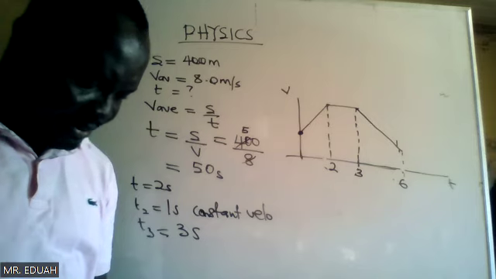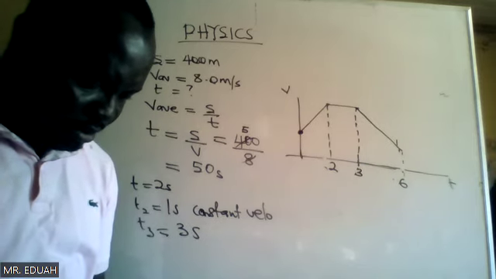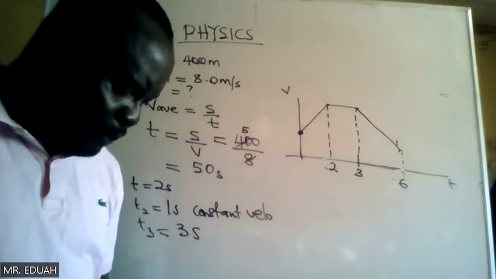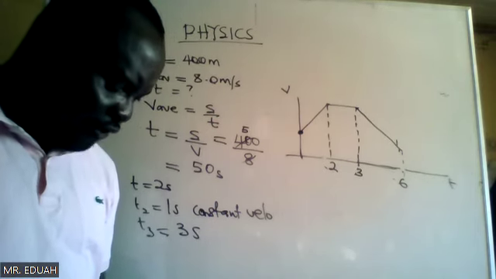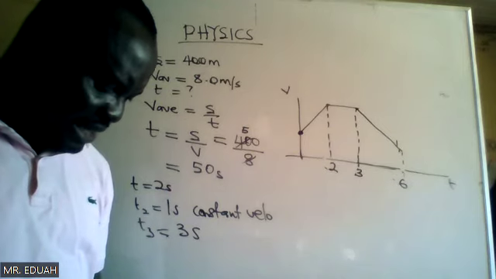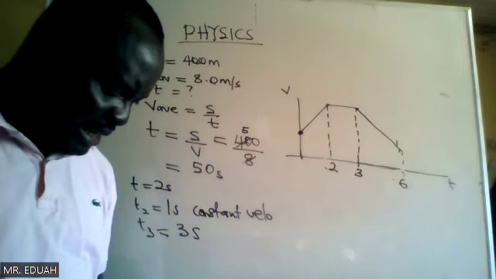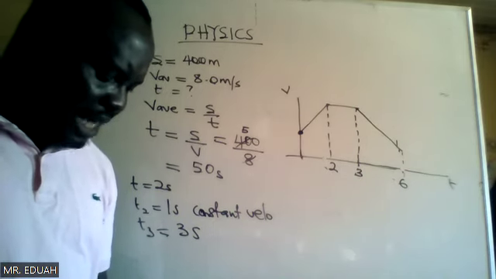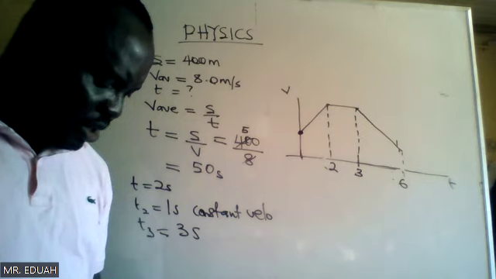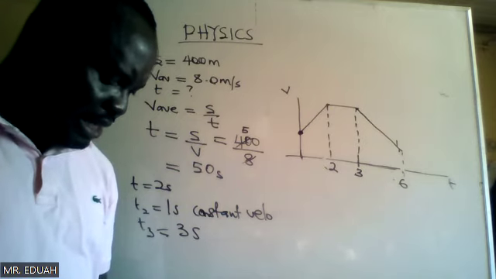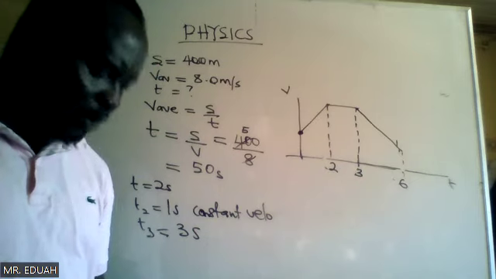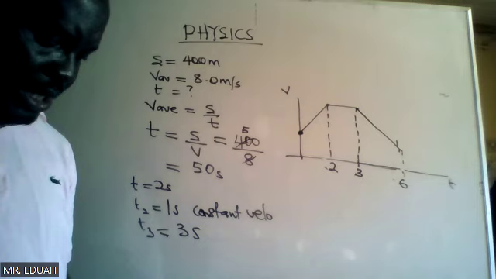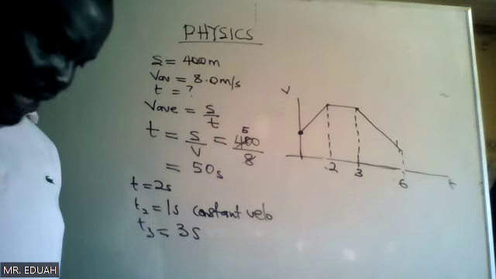Question 3. The graph below represents the motion of an object traveling in a straight line as a function of time. What is the average speed of the object during the first 4 seconds?